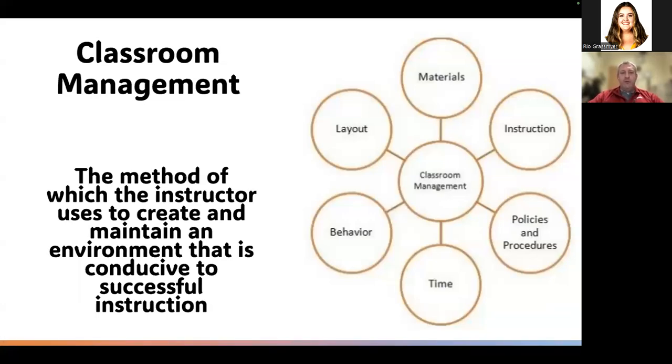So when we look at the true definition of what classroom management is, it's the method which the instructor uses to create and maintain an environment that is conducive to successful instruction. Fine and well, right? What does that really mean? So when we look at this pictograph here to the right just a bit, we see that it's encompassed by 6 different things. Your materials, how you instruct in your instruction. One of the most important pieces here are policies and procedures, and we'll look at those in detail here in just a moment. Time. That should really say time management, but then behavior and layout.